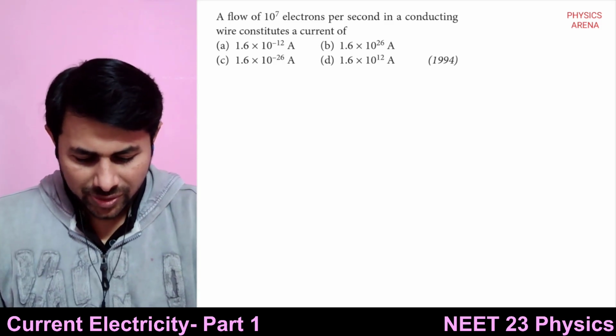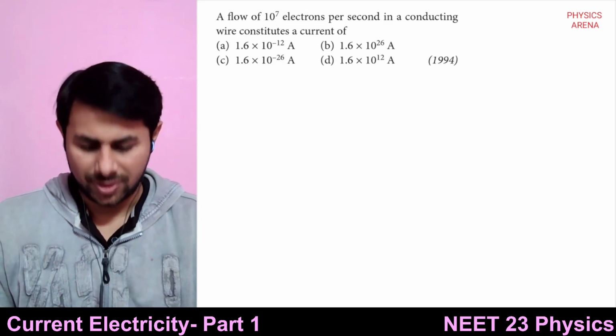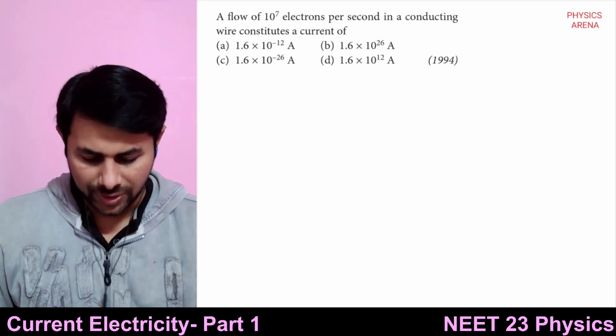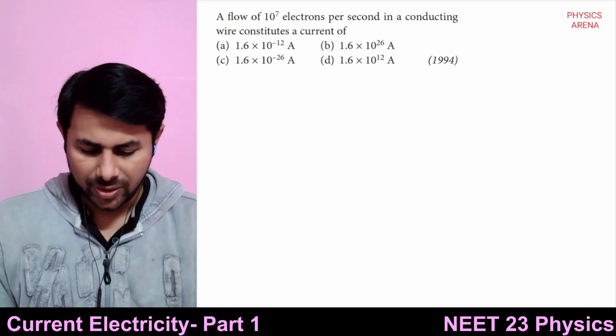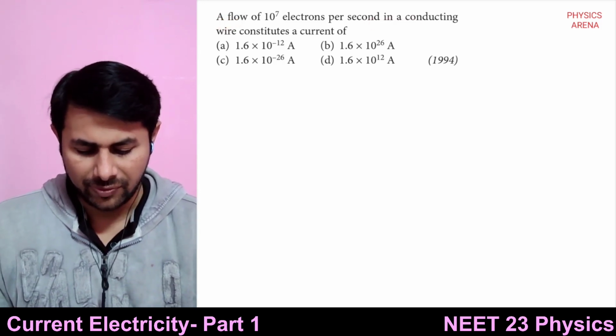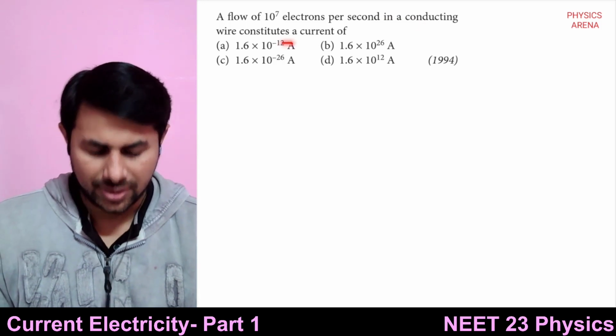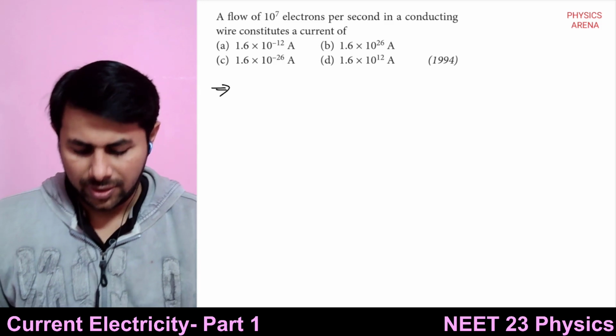Okay, so we are going to solve some problems based upon yesterday's class. Let's begin. Let us see this first problem. Flow of 10 raised to 7 electrons per second in a conducting wire constitutes a current of. So this is a very simple problem, right?